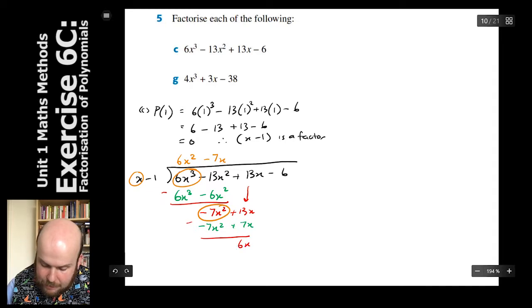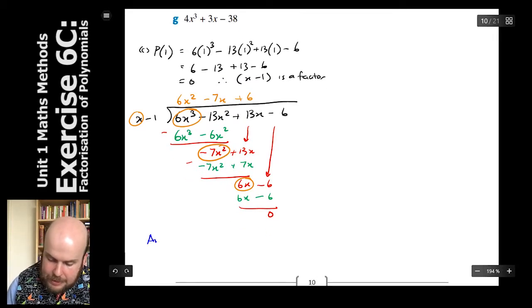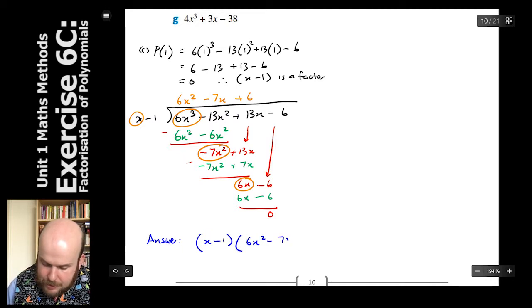So 13 plus 7 is going to make that... no, 13 minus 7 is going to make that 6x minus 6. 6x divided by x is equal to 6. 6 times x is 6x. 6 times negative 1 is negative 6. We'll minus those and I get a 0. So my answer is equal to x minus 1, 6x squared minus 7x plus 6.